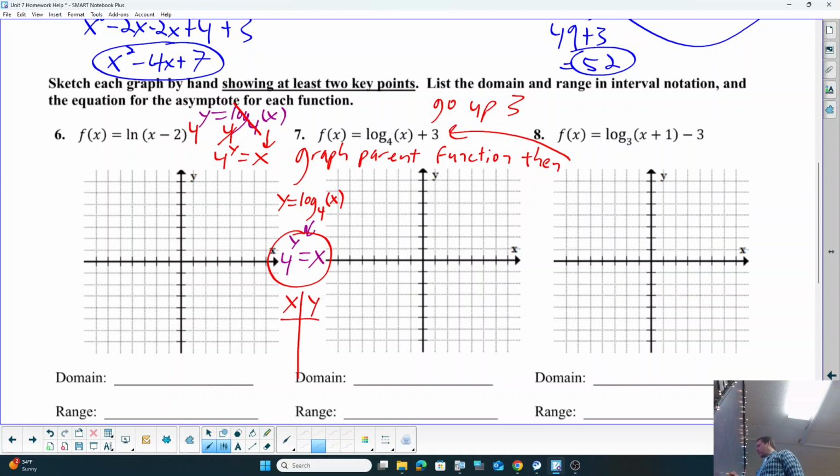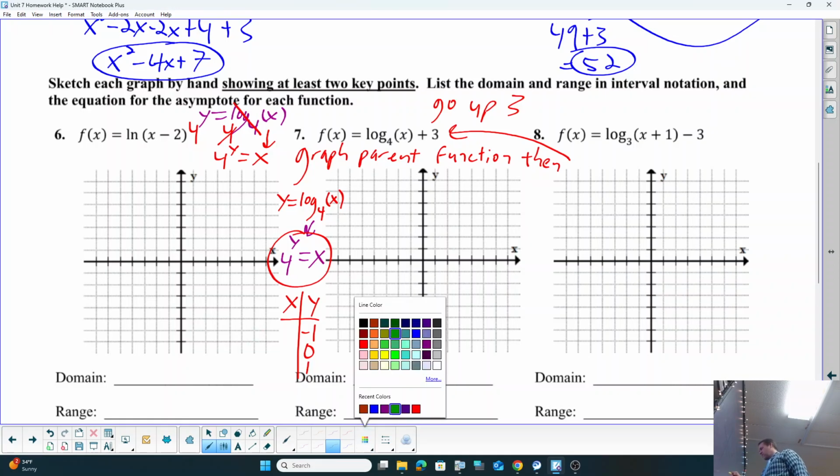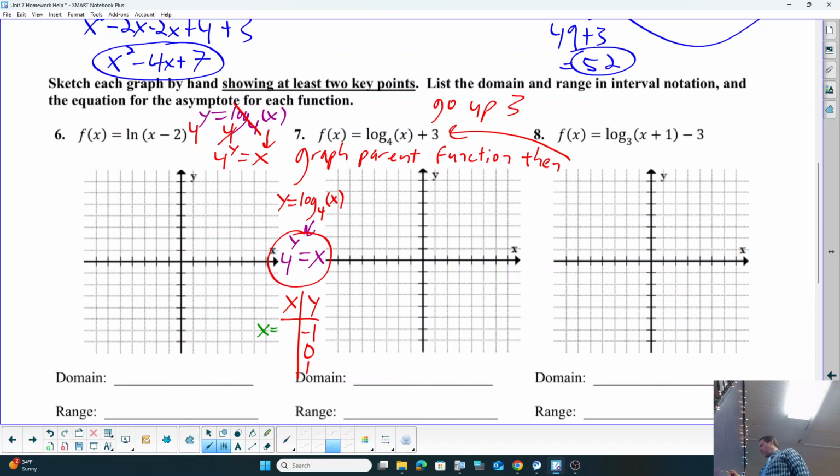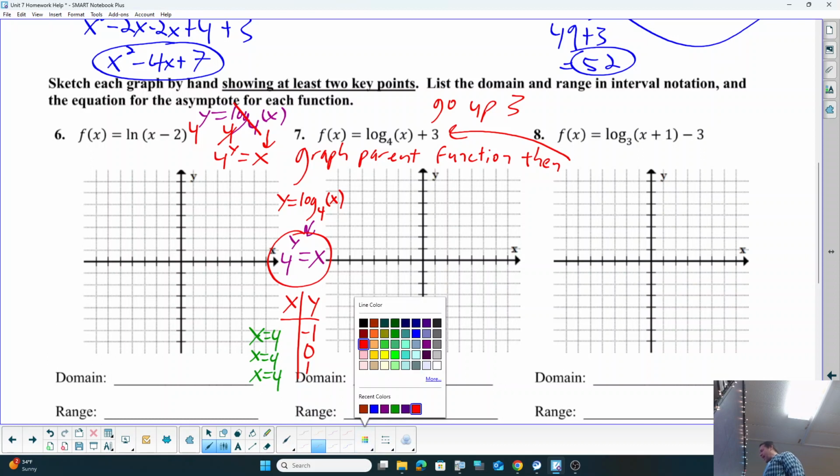Okay, so then we just do an xy table. We use values for y though. So we're going to go -1, 0, and 1. And now we're going to rewrite this as x equals 4 to the y power, where we plug in the y values.